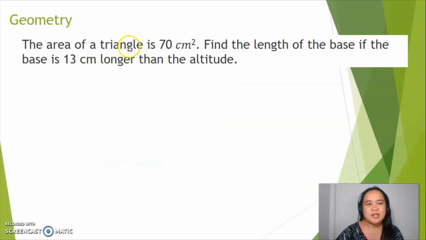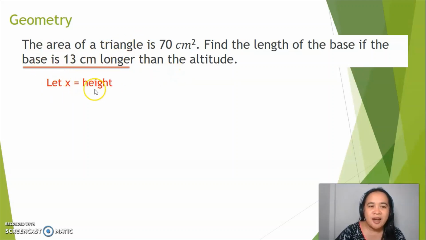Another, for geometry. The area of a rectangle is 70 centimeters squared. Find the length of the base if the base is 13 centimeters longer than the altitude. Altitude or height would mean the same thing. So one given is the base is 13 centimeters longer than the height. So therefore, our height will be our x. Then our base would be x plus 13.